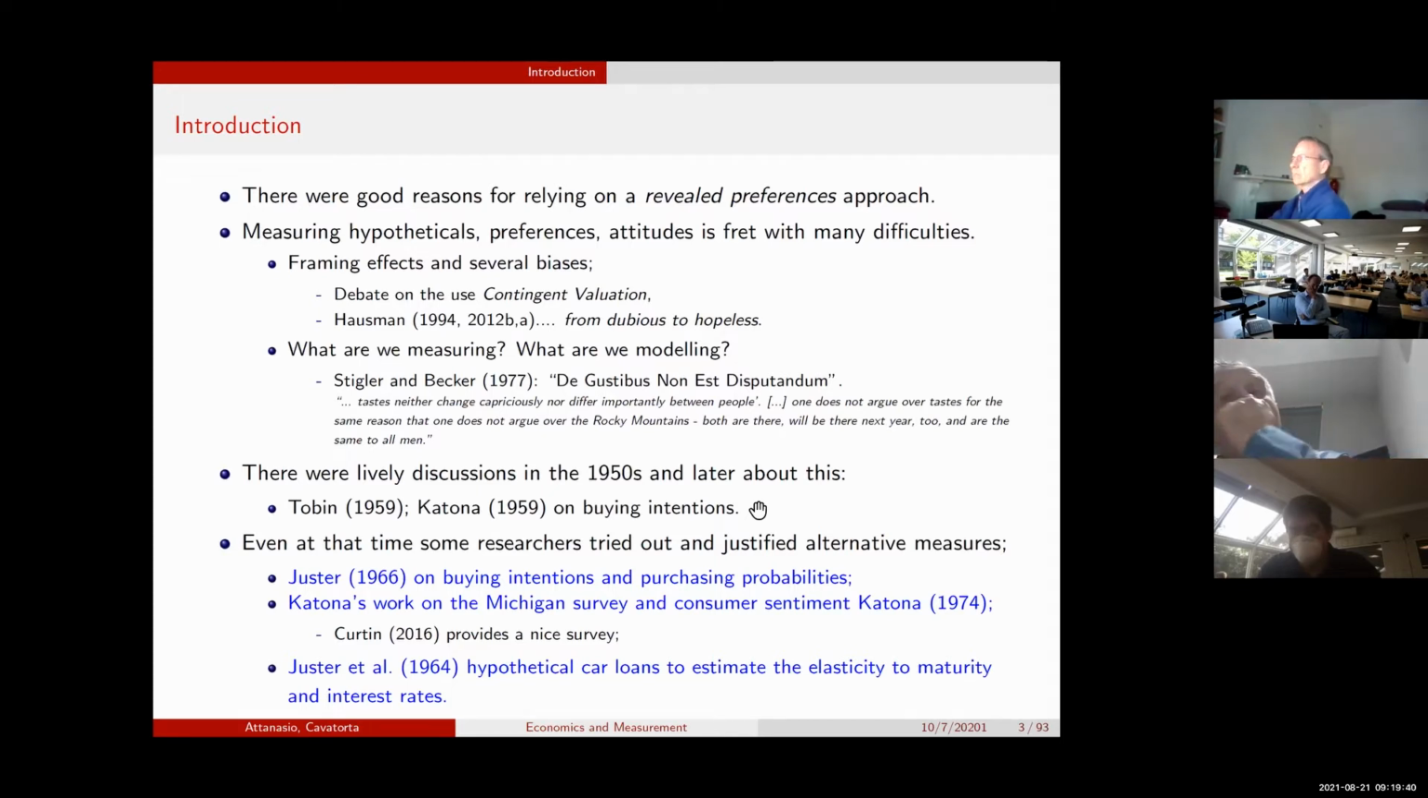Tom Juster was another interesting contributor to this. Tom Juster was, incidentally, one of the founders of the PSID, a data set that we all love and use, and that has been used in several presentations during the conference these days. Tom Juster went back to the debate between Tobin and Katona and reanalyzed the buying intention data. He also ran a really interesting survey which originated a paper that he wrote in 1964.